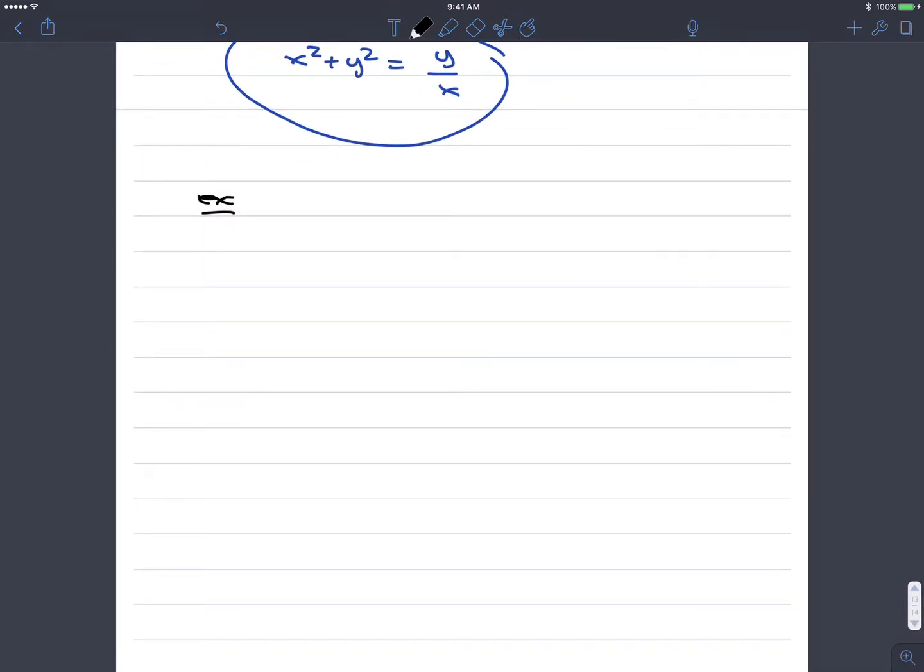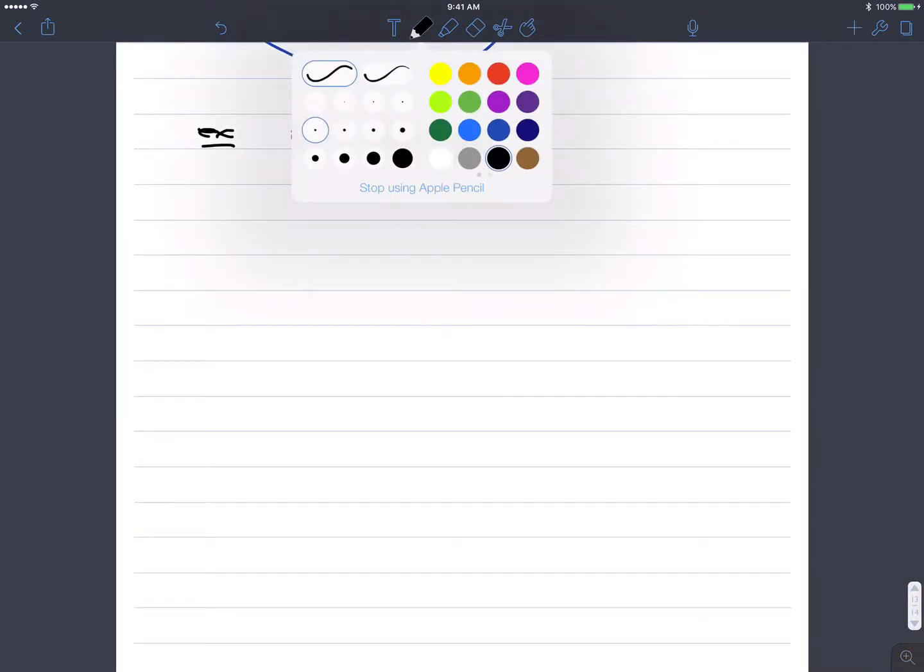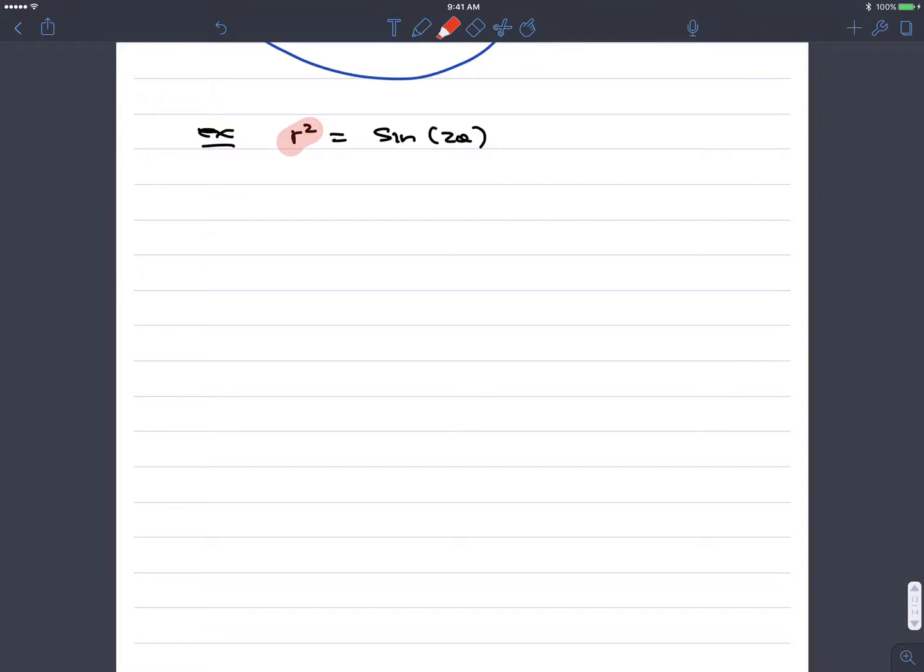Let's look at another example. How about this one? r squared is sine 2 theta. We're just going to convert these here. What do we replace r squared with? x squared plus y squared. What do we replace sine 2 theta with? Anybody know? Is there a nice identity? 2 sine theta cosine theta, is that right?